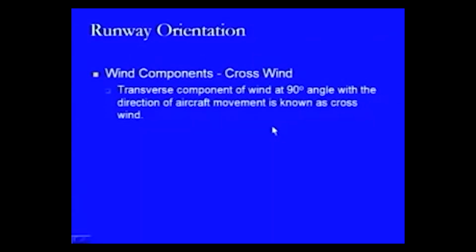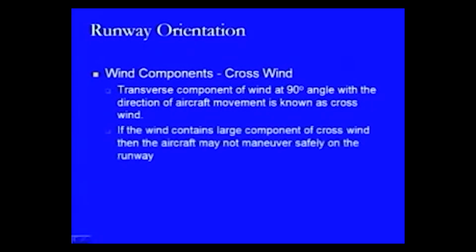The third component which we are looking at is the crosswind component, and in this crosswind component, this is the transverse component of the wind which is taken at 90-degree angles. Maybe it is in the form of that one or being reduced to that with the direction of the aircraft movement, and that is what is the crosswind component. And if the wind contains large component of crosswind, then the chances are that during the maneuver of that aircraft there will be drifting effect.